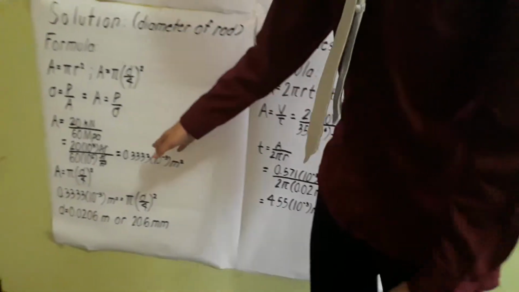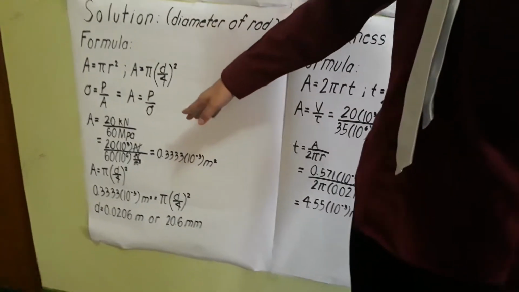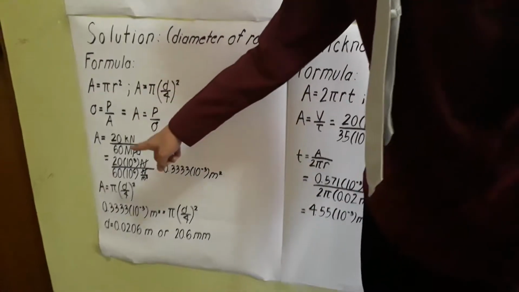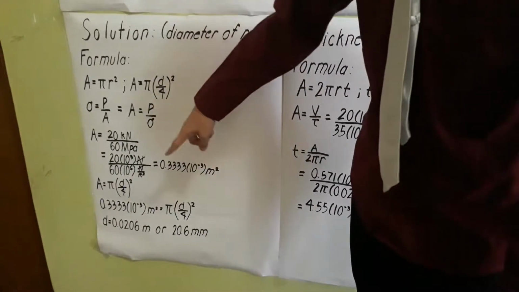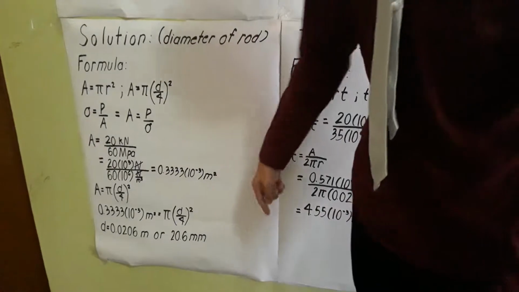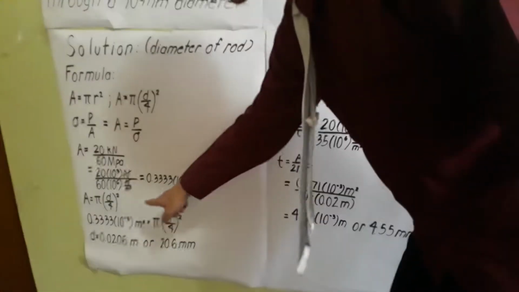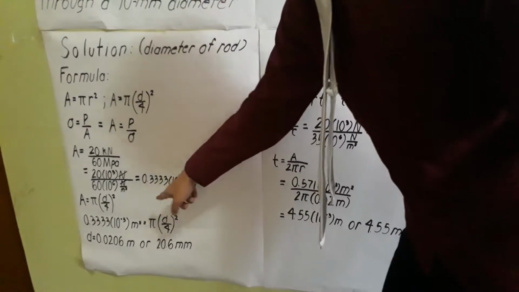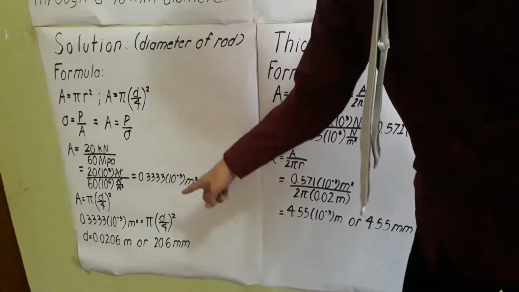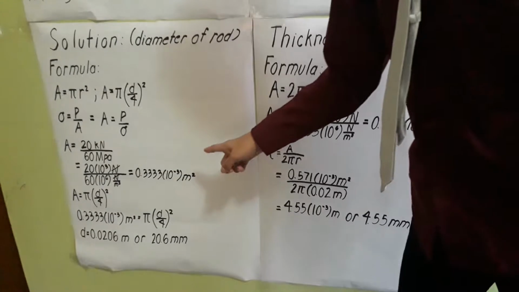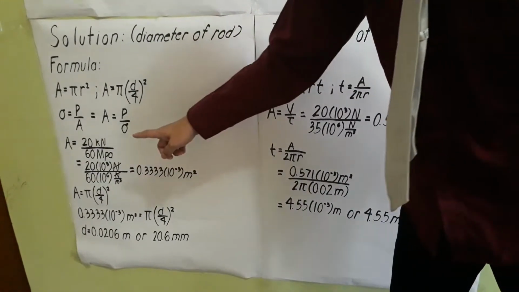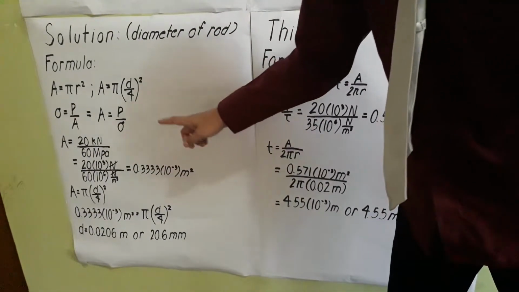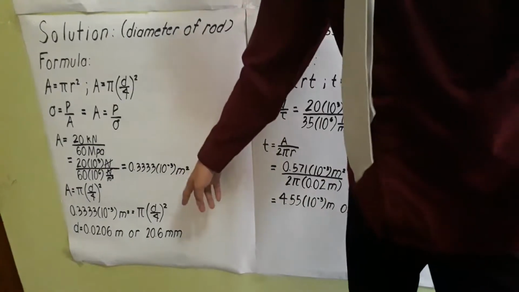And now that we have an area, we can just use our formula of area of circle. A equals pi times diameter over 4 squared. And just use the 0.3333 times 10 raised to negative 3 meter squared as an area equals pi times diameter over 4 squared. And now we have the diameter of 0.0206 meter or 20.6 millimeter.